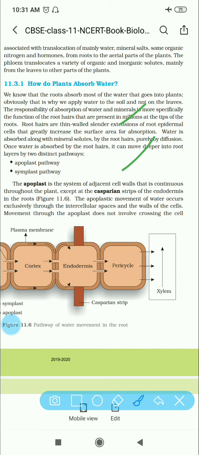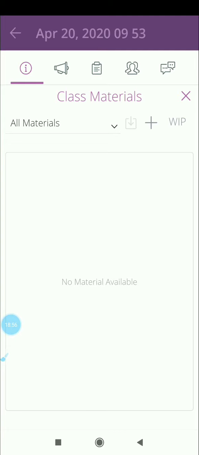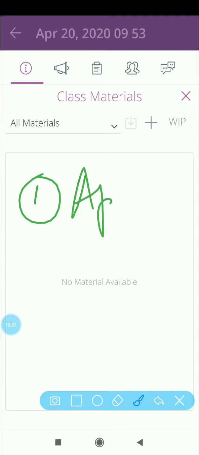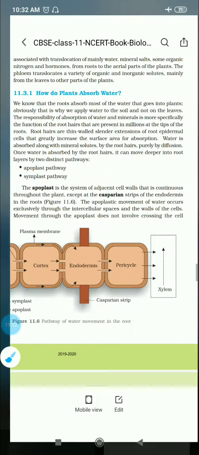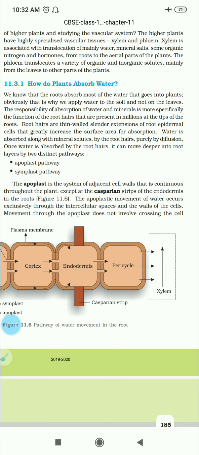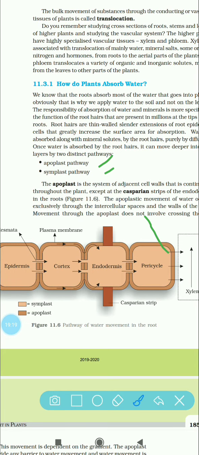After absorption by the root hairs, water can move by two distinct pathways: one is apoplast and the second is what we call symplast. We'll discuss and start with the apoplast pathway.